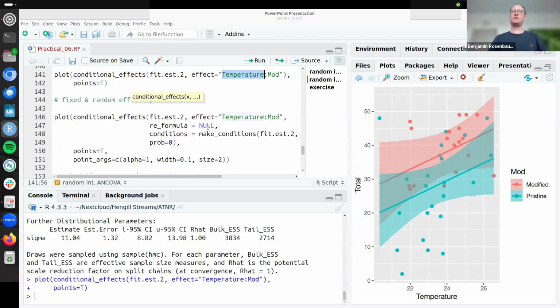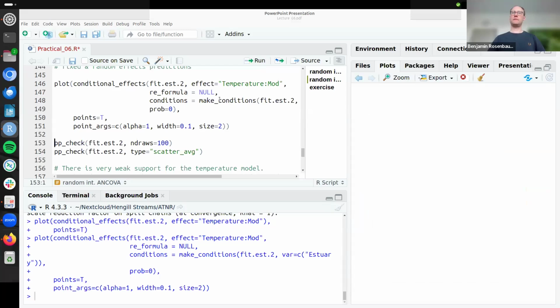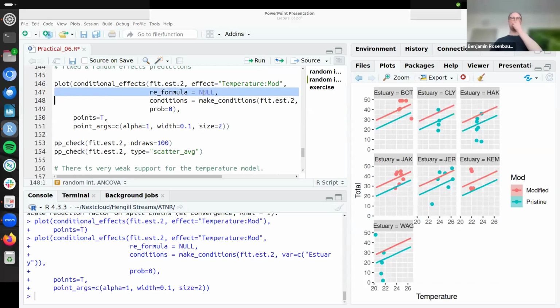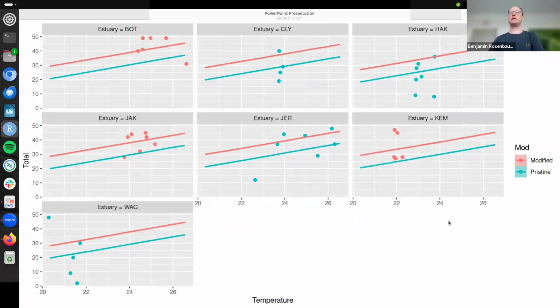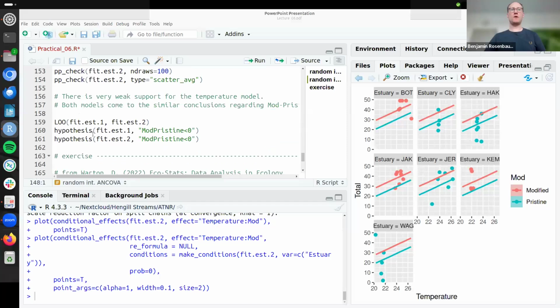Again, you can enforce to also include the random effects in this conditional effects plot by enforcing this with re_formula equal NULL. And then you get the predictions here for each estuary. Again, the difference here is the same for all of them. However, each of them has a different overall intercept. Okay, yeah, so we included temperature.